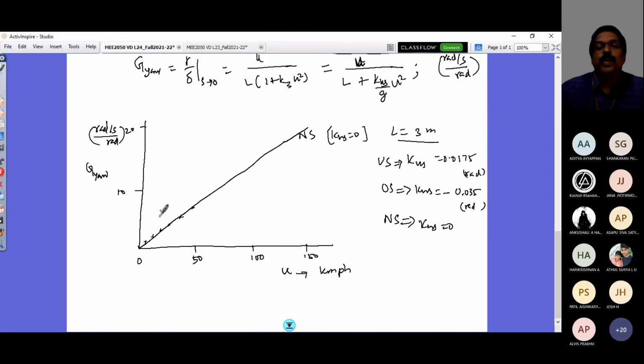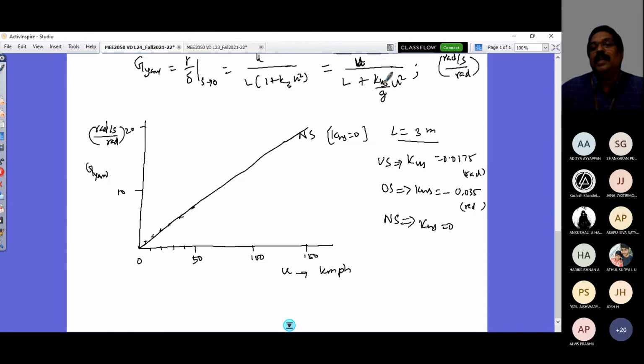So in this case KUS is 0, and my gain is given by U by L. So I take U as 0, then 10 kilometers per hour, and like that, if I increase 10, 20, 30, 40, I will have accordingly these values, and the variation is linear if the vehicle happens to be a neutral steered vehicle.